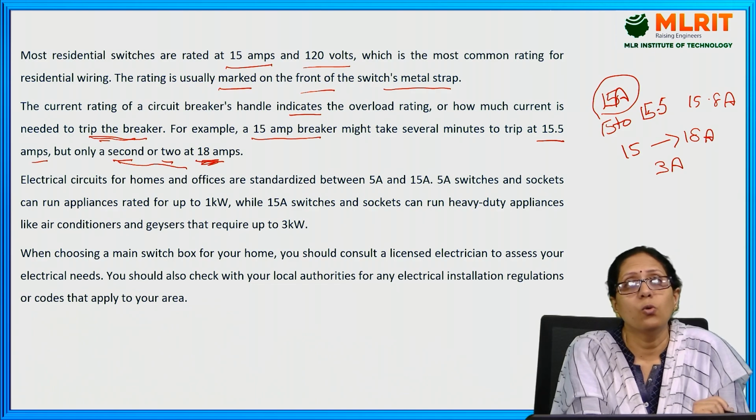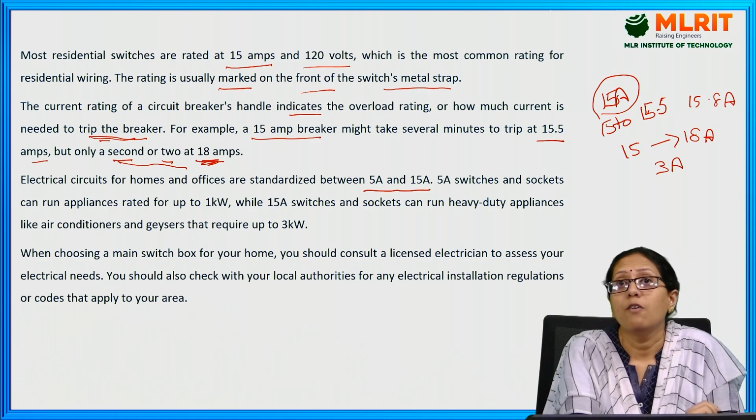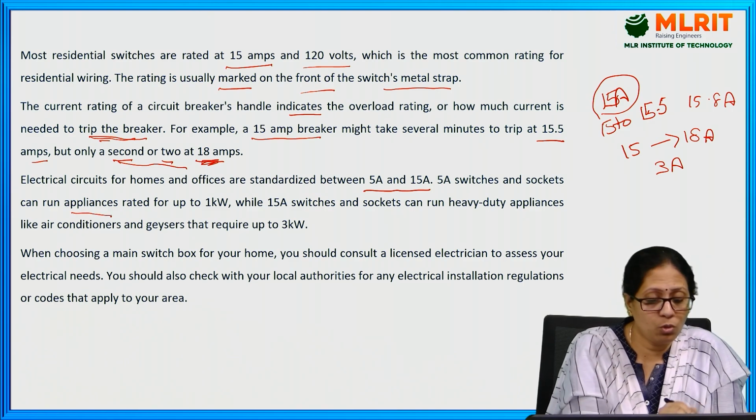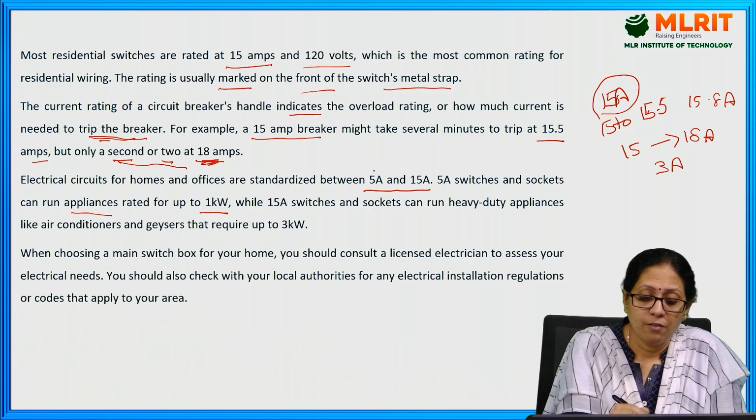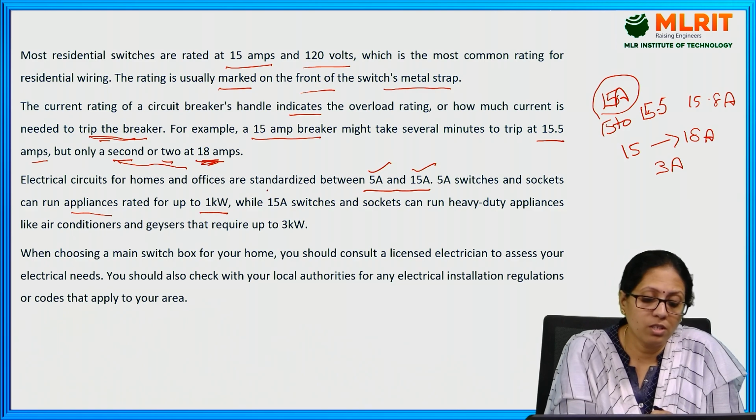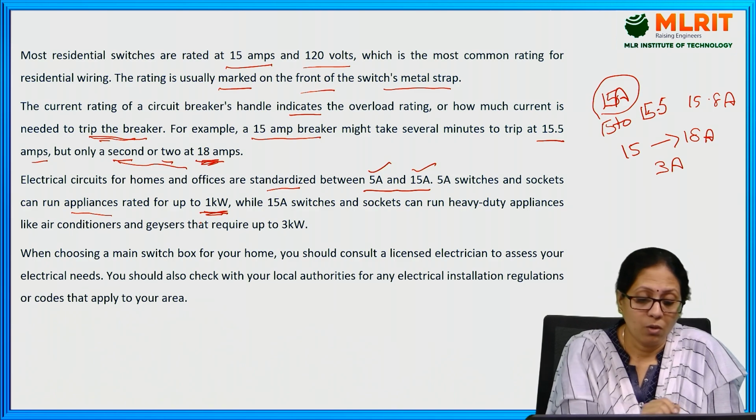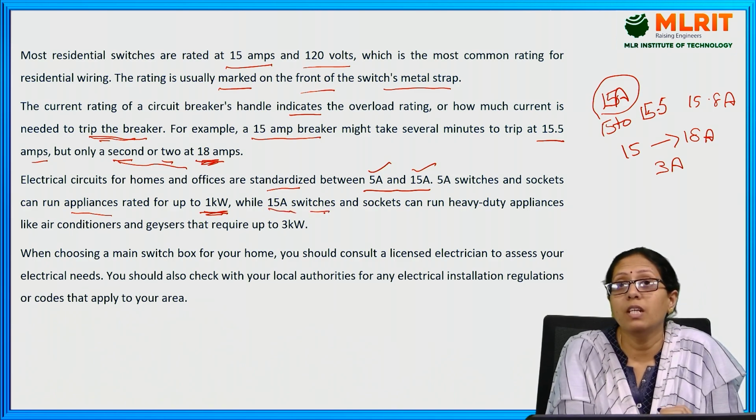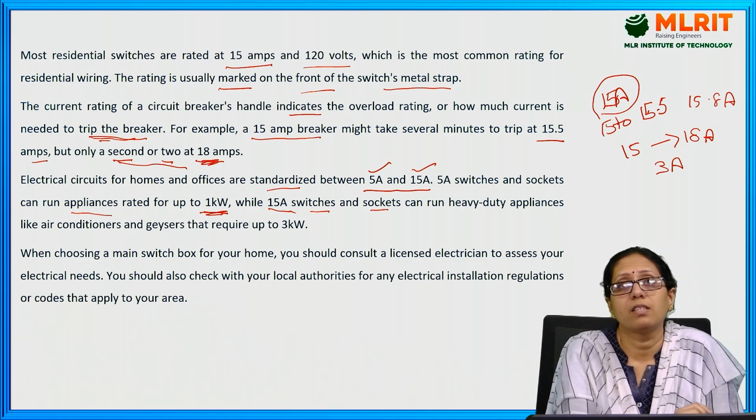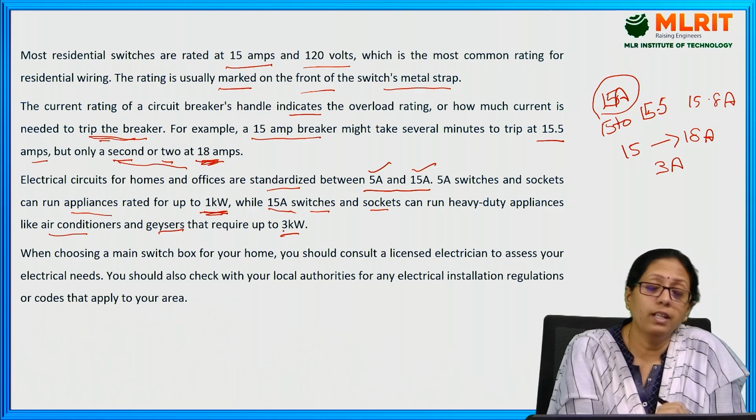Electrical circuits for homes and offices are standardized between 5 amperes and 15 amperes. 5 ampere switches and sockets can run appliances rated up to 1 kilowatt, while 15 ampere switches, or you can call them sockets, can run heavy duty appliances like air conditioners and geysers that require up to 3 kilowatts.